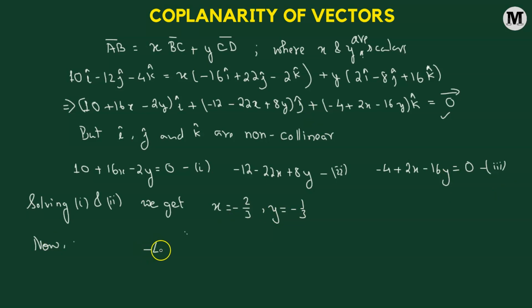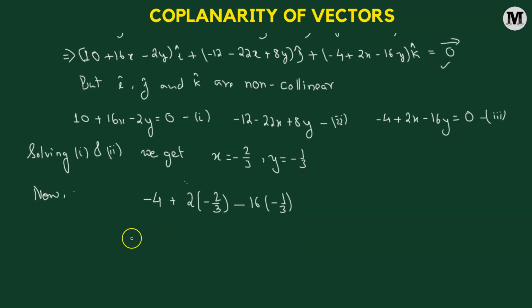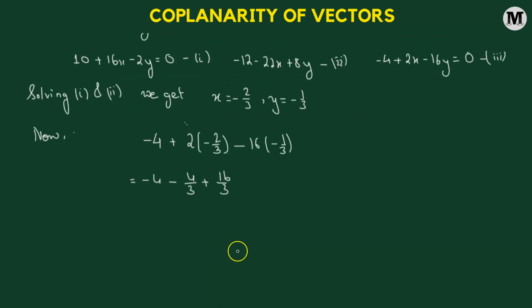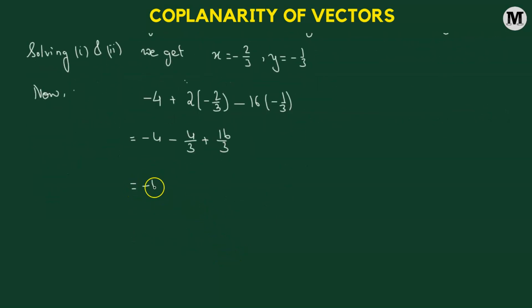So we get negative 4 added to 2 times x, so x is going to be negative 2/3, minus 16 times negative 1/3. Let's find out the value. This is going to be equal to negative 4 minus 4/3 plus 16/3. This is going to give us, we have negative 4. Now 16/3 minus 4/3, that's going to be positive 12/3. Now positive 12/3, that's simply 4. So negative 4 plus 4, so that's going to give us 0, which is the right hand side.